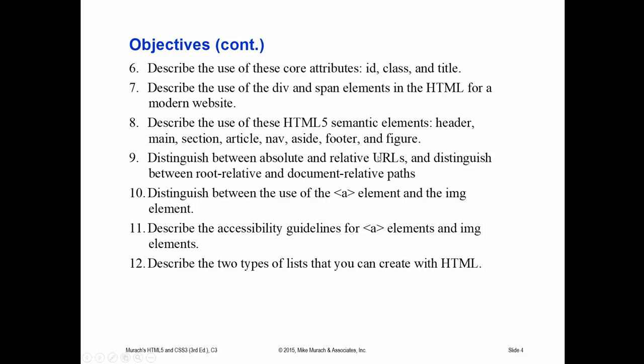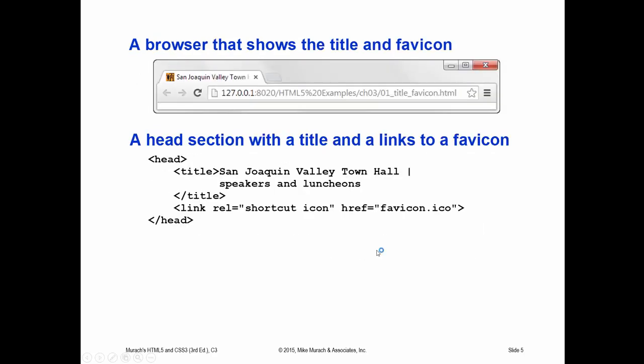Distinguish between absolute and relative URLs. Distinguish between using an anchor element and an image element. Describe accessibility guidelines that go along with anchor elements and image elements. Finally, describe the 2 types of lists that you can create with HTML. That's a lot.